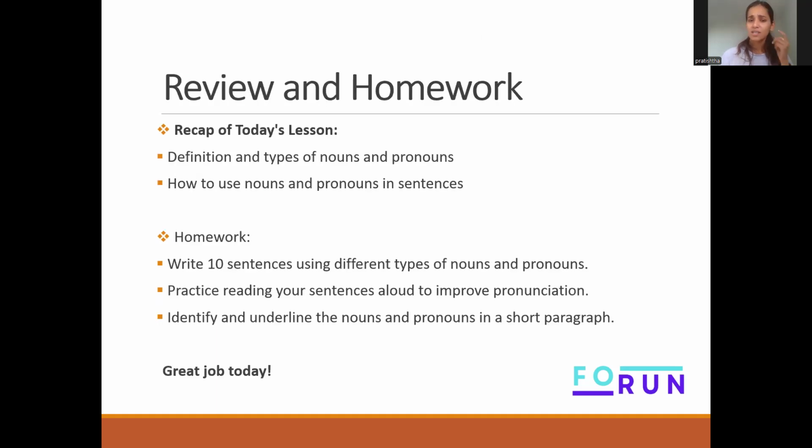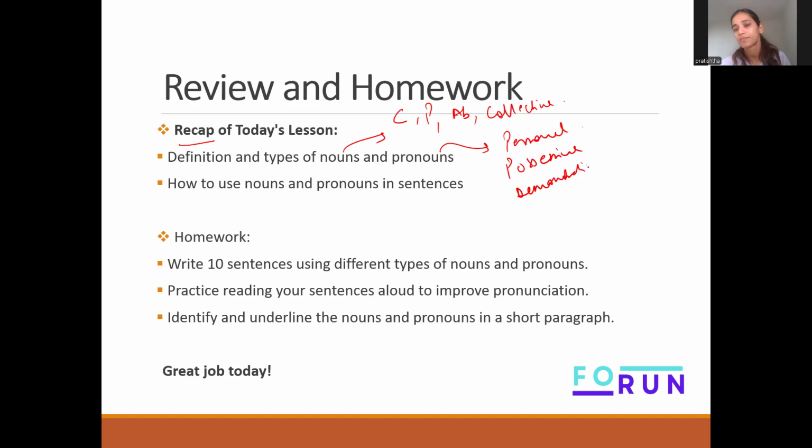And I would suggest that is pretty much it. You do have homework. Recap of what we did today. We did definitions and the types of nouns and pronouns. Under nouns, we did common noun, proper noun, abstract noun, tangible or intangible nouns, and then collective nouns, all those things. Under pronouns, we did personal pronouns, possessive pronouns, demonstrative pronouns, and relative pronouns.